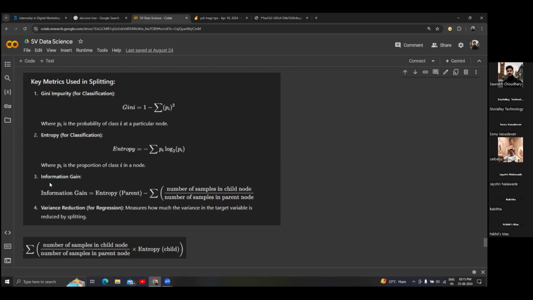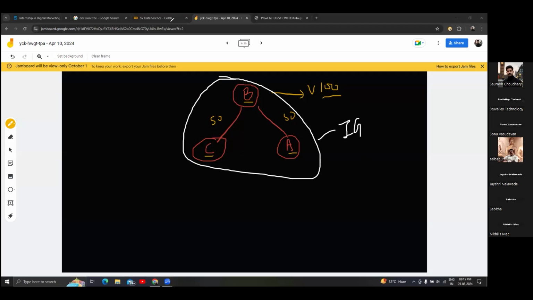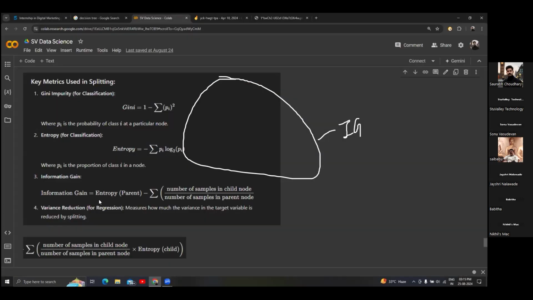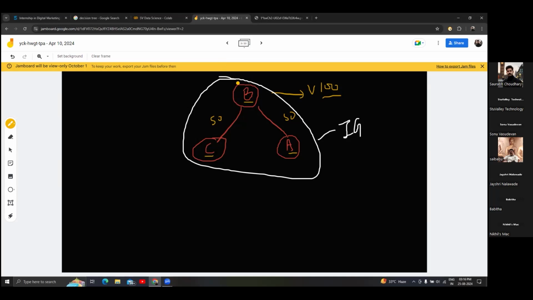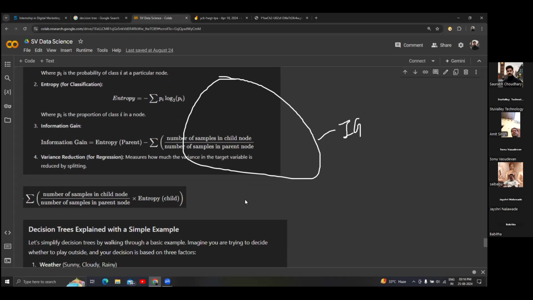Okay, what is the formula of information gain? Information gain is calculated as the entropy of the parent minus the number of samples in the child node over the number of samples in the parent node, times the entropy of the child. I will tell you how to calculate it, but this is the formula.